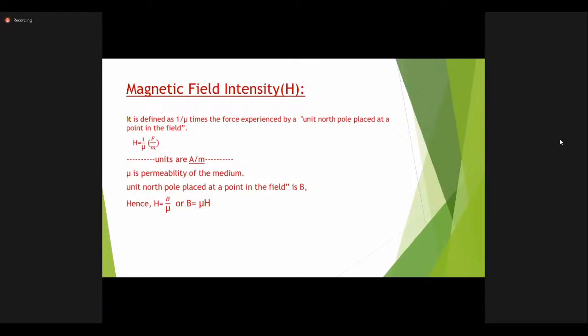It is defined as 1 by mu times the force experienced by a unit north pole placed at a point in the field. Mu is the permeability here. F is the force experienced by a north pole. M is the pole strength. The units of magnetic field intensity H are amperes per meter. And a relationship exists between B and H given by B equal to mu into H.